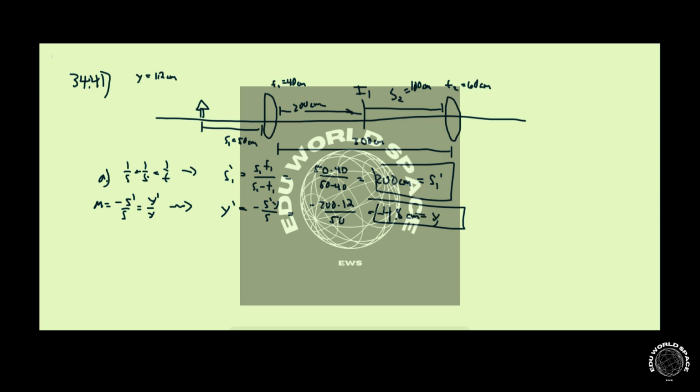So now part B asks us to use the image from the first lens as the object for the second lens, which is how we combine and find the result of a lens system. So in that case, we know that this is just going to be S1 prime F2 over S1 prime minus F2. Awesome. So this is 200.